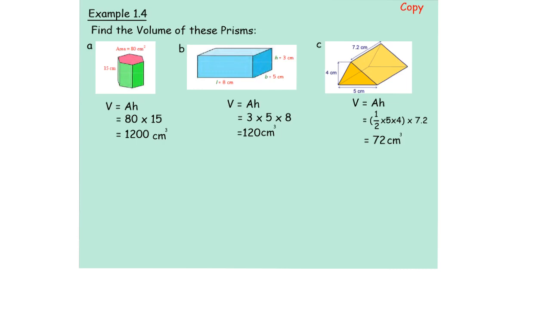And then we've got a triangular prism at the end here. So you can see the base of the triangle is 5, the perpendicular height is 4, and the length of the prism is 7.2. So I find the area of the triangle at the end by doing a half times base times height, and then times that by the length of the prism or the height of the prism, which is 7.2, and that's worked out to be 72 centimeters cubed. Okay, so if you can copy those 3 examples into your jotter as well.